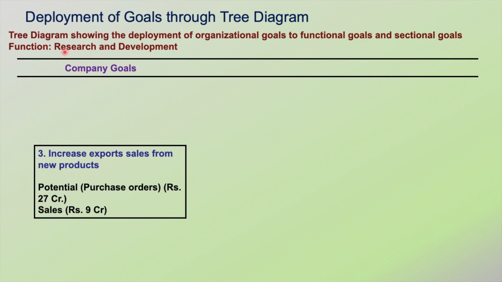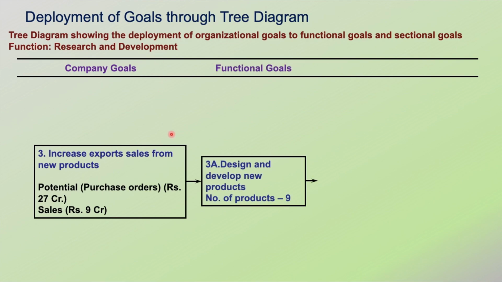That has to be deployed to the research and development function. What is the functional goal? The cascaded functional goal from the organizational goal is 3A, design and develop new product. You see the number 3 is a company goal, and when it goes to the function, it becomes 3A. The functional goal of R&D is to design a number of new products: 9 products, to meet these potential purchase orders and sales.